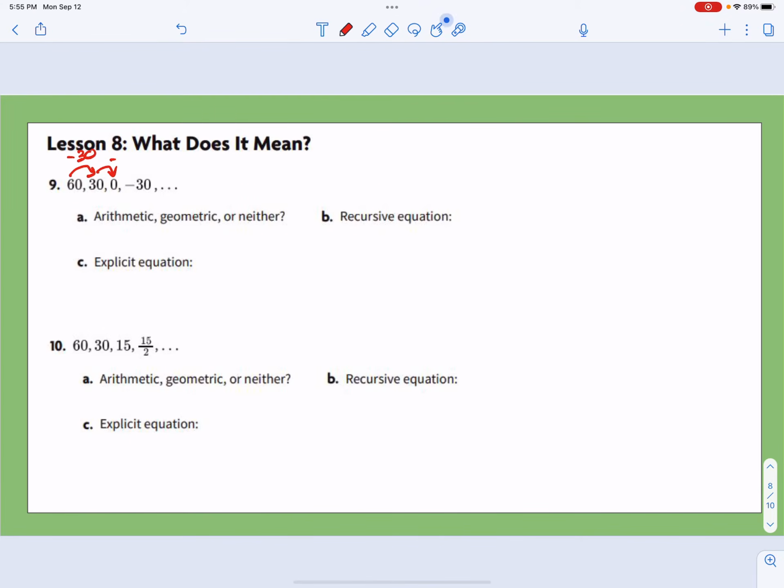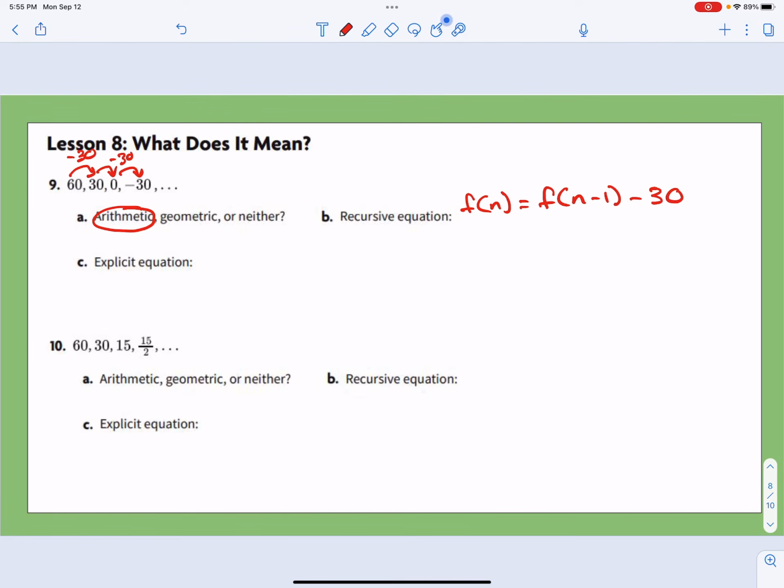30 to 0, subtracting 30, and still doing it. So this is arithmetic, no problem there. For our recursive, we're going to say f of n equals the previous term, f of n minus 1, and then our rate of change, which is minus 30. Okay, doing okay so far there?